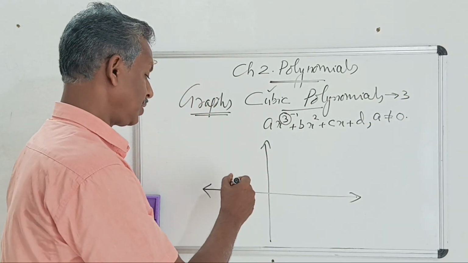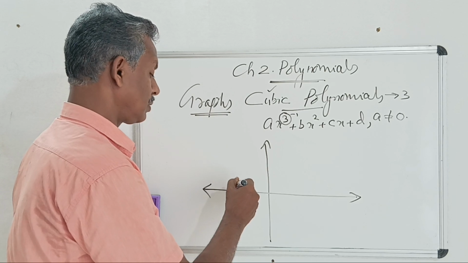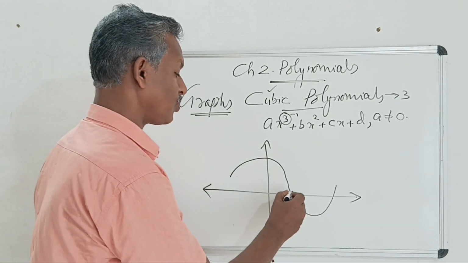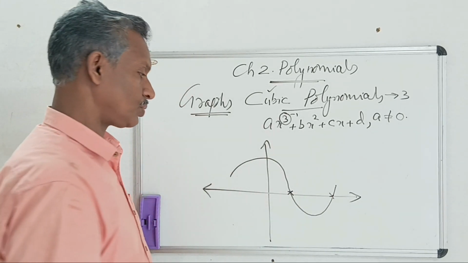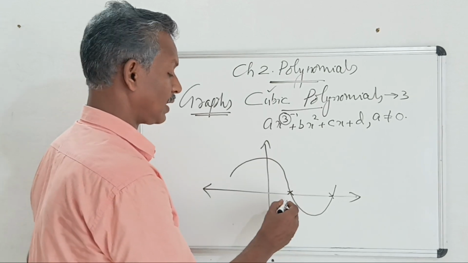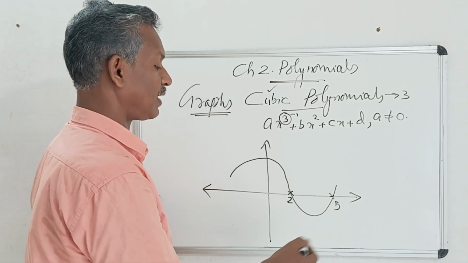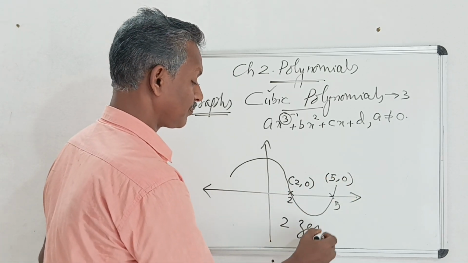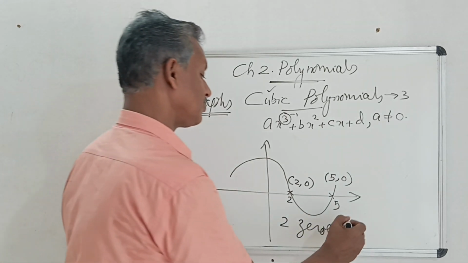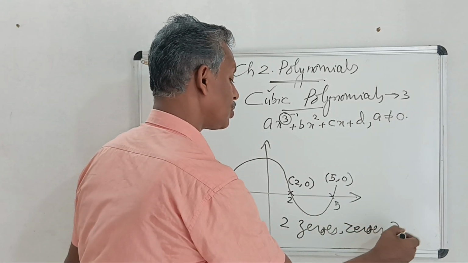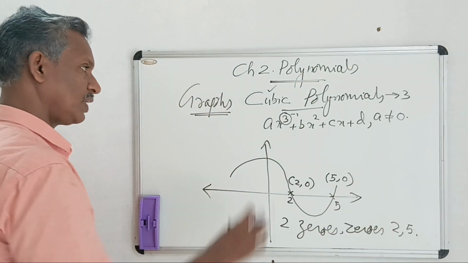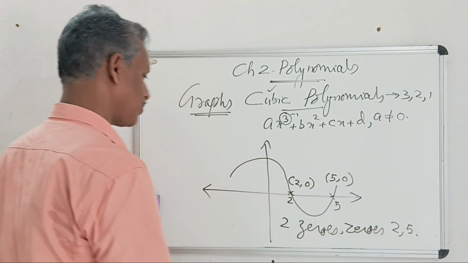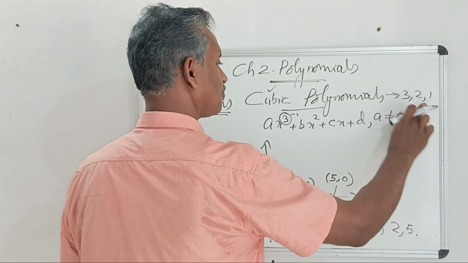At times, it will have two zeros also. Sometimes we will find only 2 zeros, like 2 and 5. So we will write it is (2, 0) and this is (5, 0). So it will have 2 zeros. The zeros are 2 and 5. So if it is a cubic polynomial, it can have maximum 3, sometimes 2, sometimes 1 also possible, but never 0. 0 is never possible.